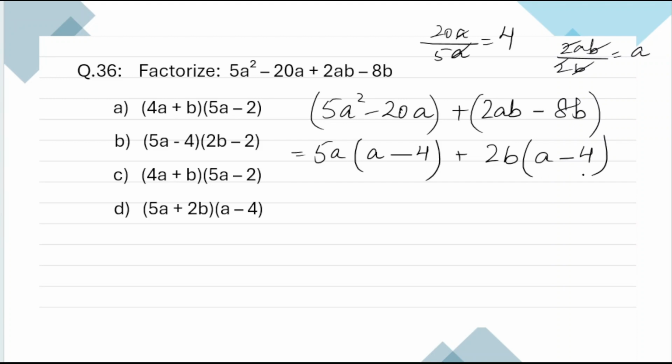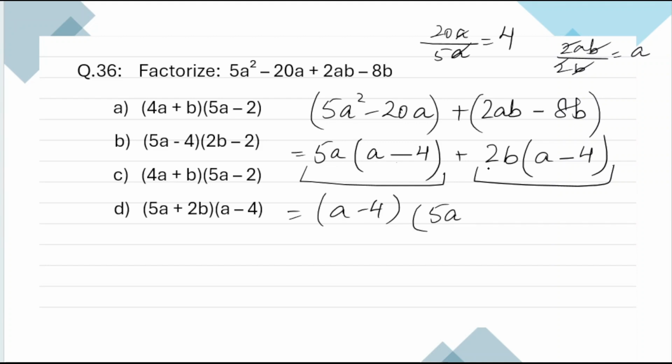These two binomial brackets, a minus 4, a minus 4, are the same. It means my factorization is correct. Now, from the first part and the second part, I can see this bracket is the same, so I can take that binomial bracket out. What is left in the first one? 5a. What term is left in the second? 2b. So 5a plus 2b, and this is my factorization. So the correct answer is option D.